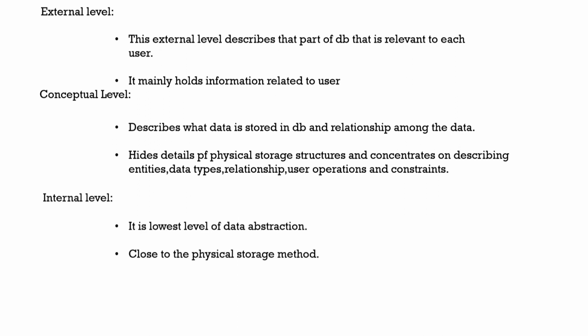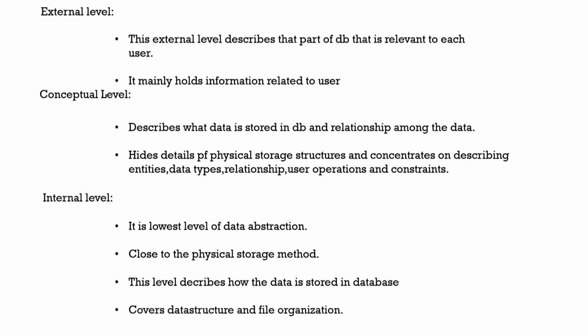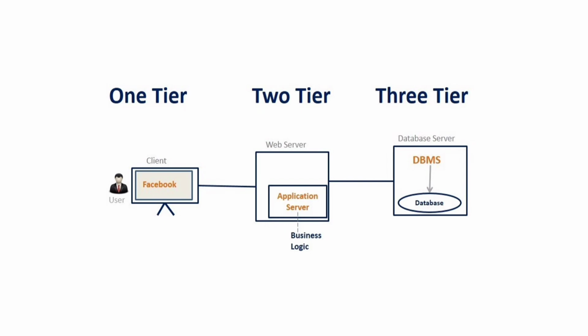It is close to the physical storage methods. This level describes how the data is stored in the database. It covers the data structures and the file organizations. Now we are going to learn about the DBMS 1 tier, 2 tier and 3 tier architecture.